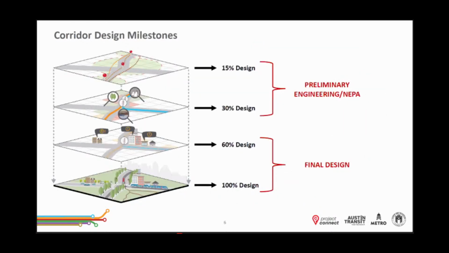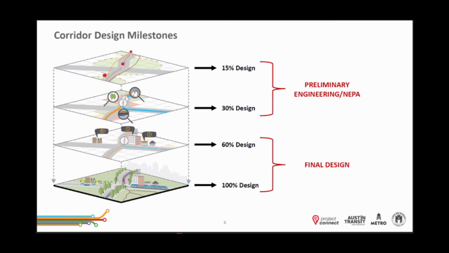So there are 4 corridor design milestones that mark our progress in the project. They go from 15, 30, 60, and 100% design. At the same time that the environmental process is underway, the engineering team is working on the preliminary design plans for the project. That's the 15% design that we're showing you today.